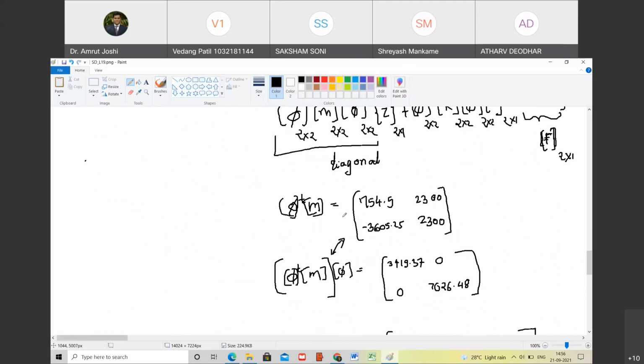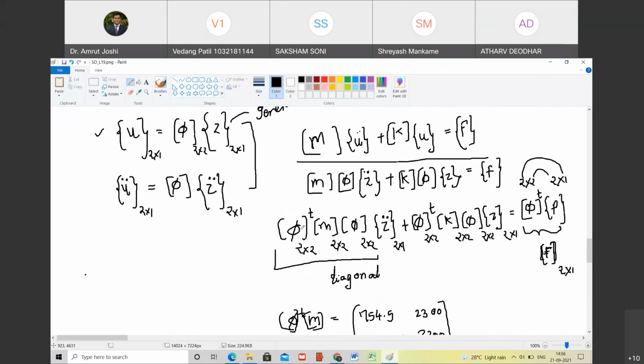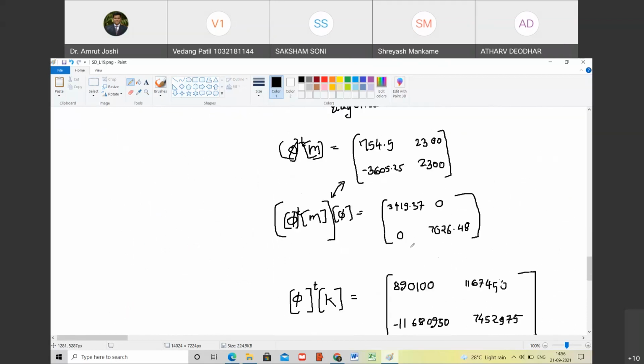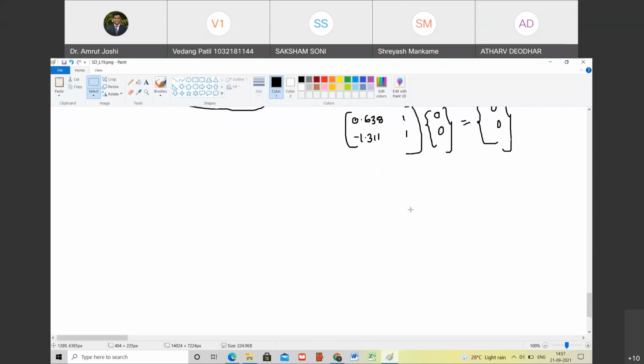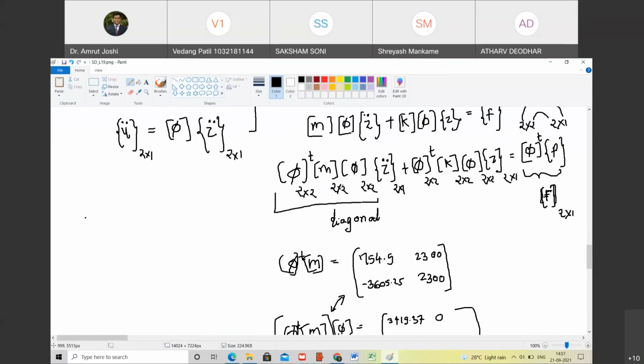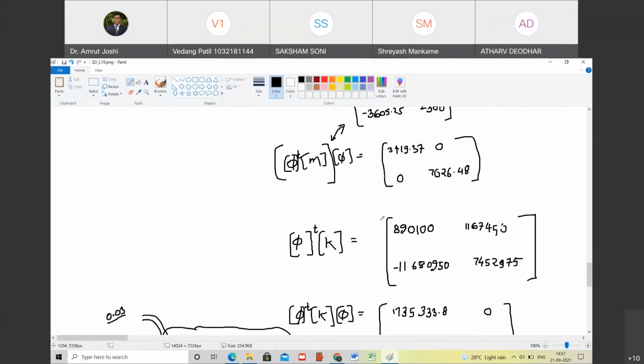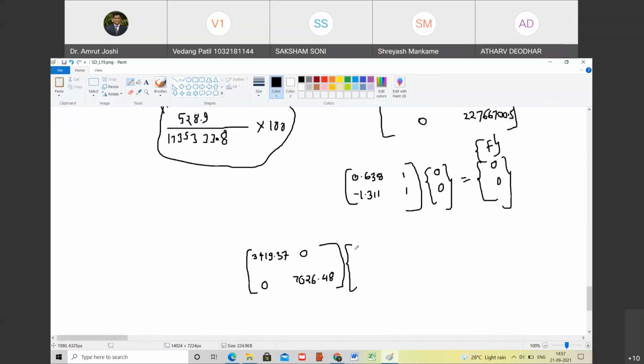So let me write down that equation. तो क्या होगा, पहला टर्म कौन सा है, phi transpose m phi. So what should I write for phi transpose m phi? This matrix, है कि नहीं? I am going to write down this matrix multiplied by z double dot, है कि नहीं? So it is going to be equal to z1 double dot, z2 double dot. Agreed?